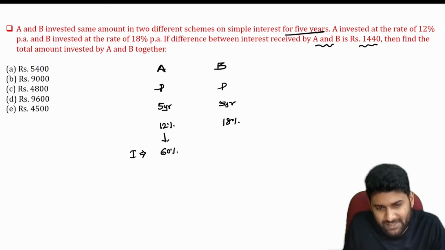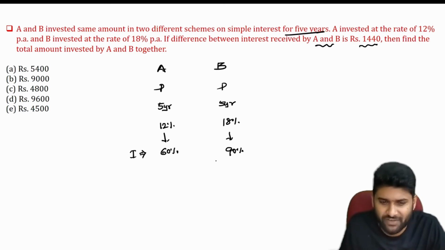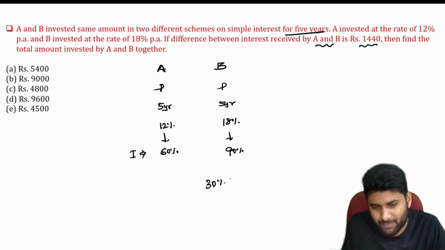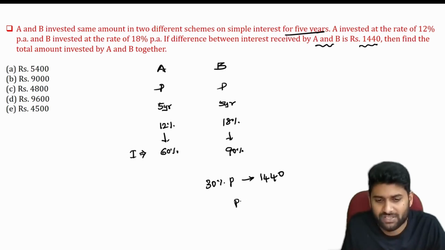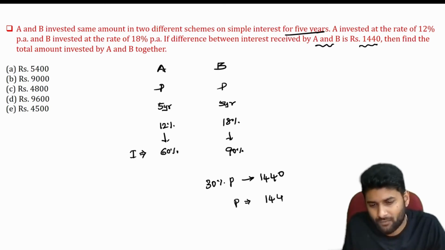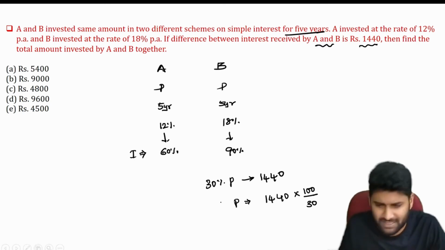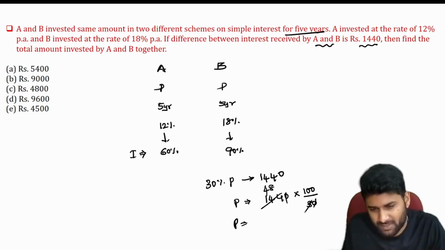A will get 60% of the principal. And B gets how much interest? 90% of the principal. How much difference will you get? 30% of the principal is the difference. That is exactly equal to 1440. Now just find the value of P. 1440 multiplied by 100, and you just take the others. Now the principal is exactly equal to 4800. You will get the P value.